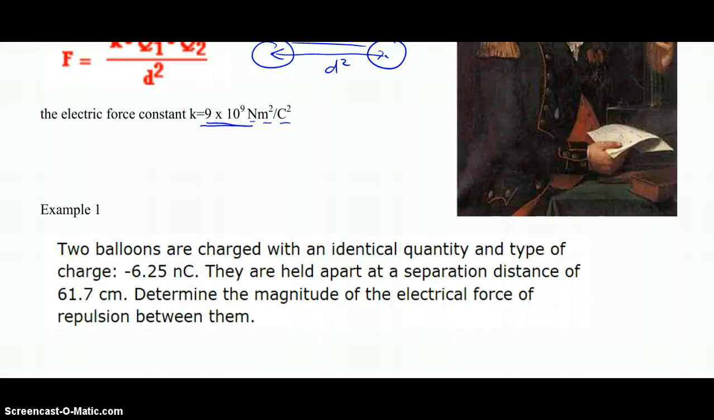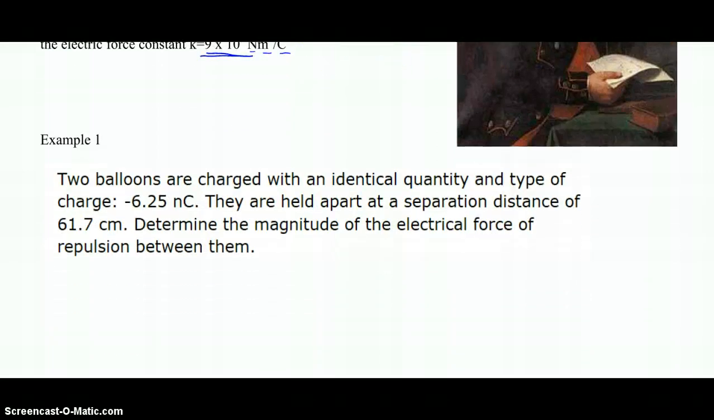Okay, so here's an example of using Coulomb's law to calculate something. In this case, we're going to determine the magnitude of the electrical force between two objects, two balloons. So the balloons are charged. We're assuming the charge is all acting at the center. Now in reality, the charge would be on the surface, but we're going to measure the distance from the center of each of our objects. They have an equal amount of charge.